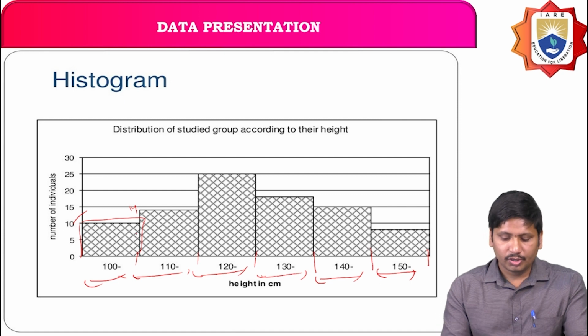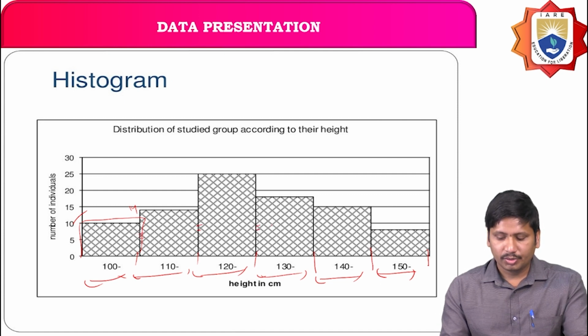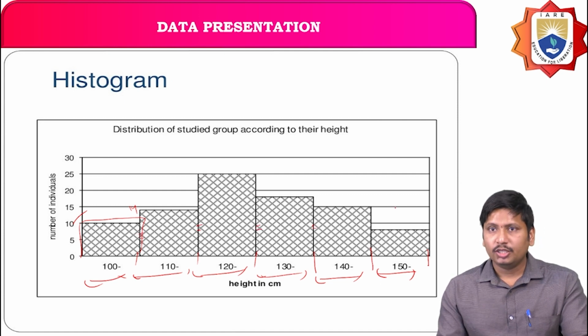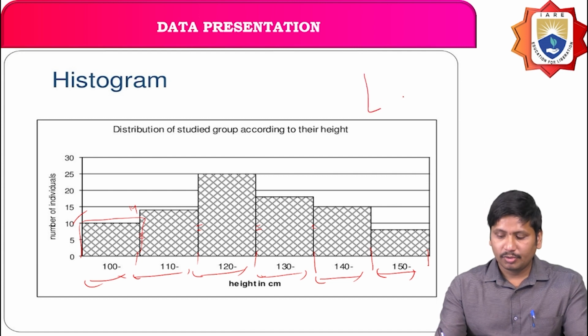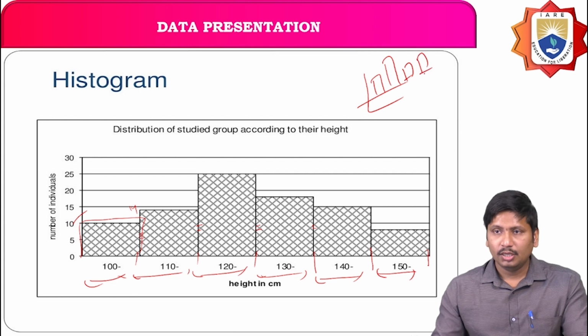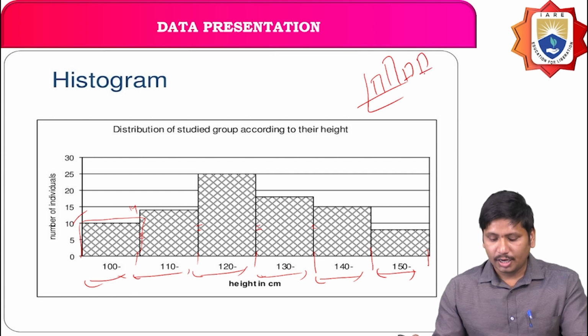So histogram means where we should not maintain any gaps from one bar to another bar. That should be a histogram. Suppose if I am maintaining some gaps between the bars, then it should be a normal bar diagram.